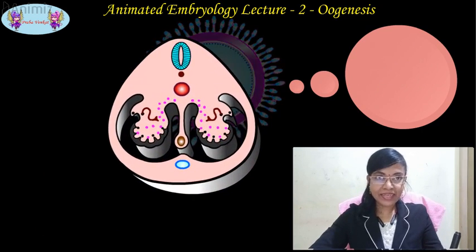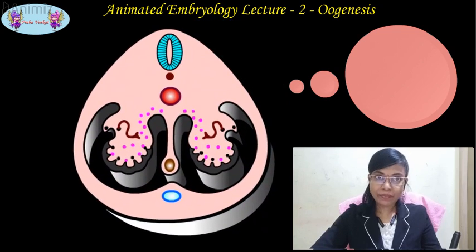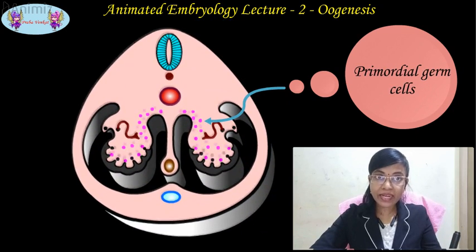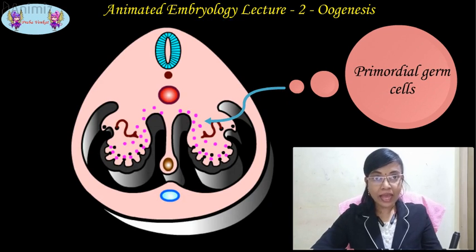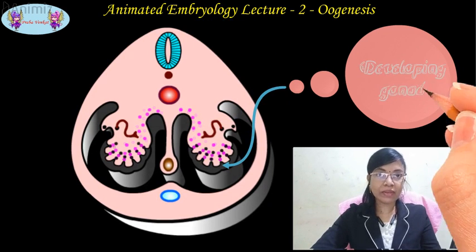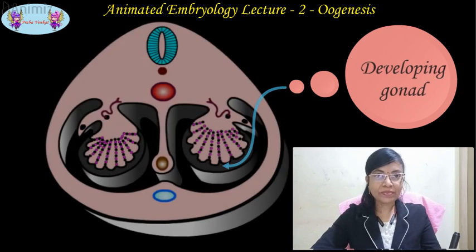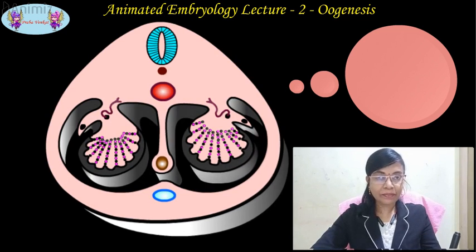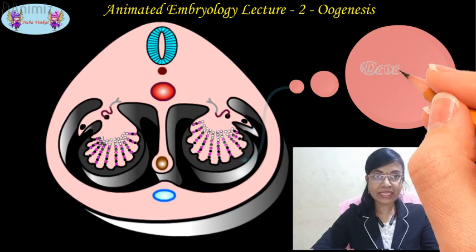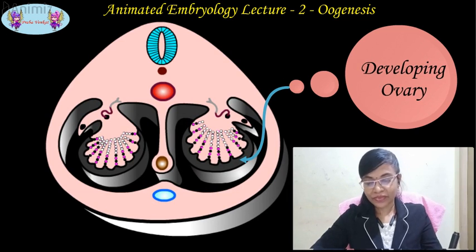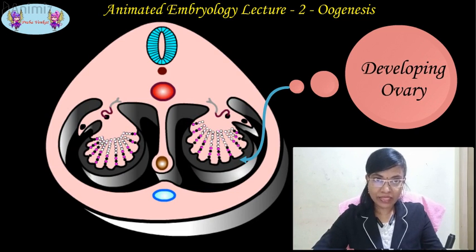We have already seen that by the 6th week, the primordial germ cells invade the indifferent gonads and induce the gonads to develop into ovary in the genetically female embryo. From the 7th week, the gonads begin the female morphological differentiation. On the screen, you can see a transverse section of a female embryo by the 7th week of intrauterine life.